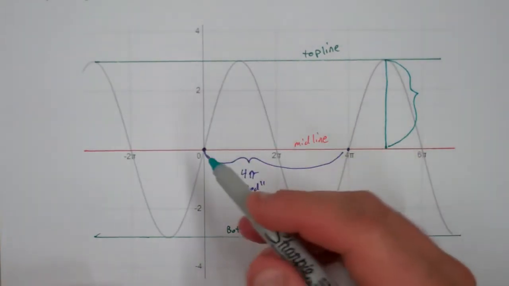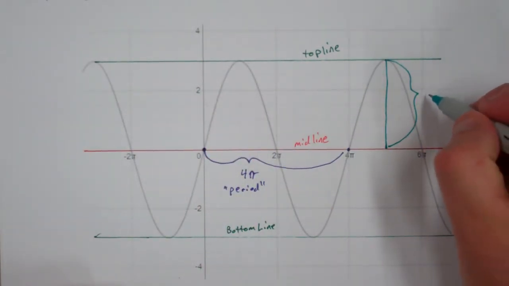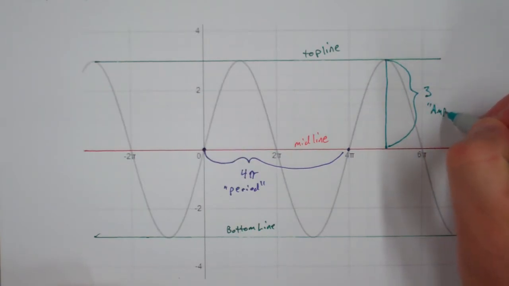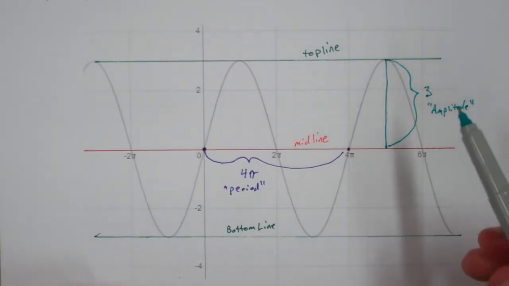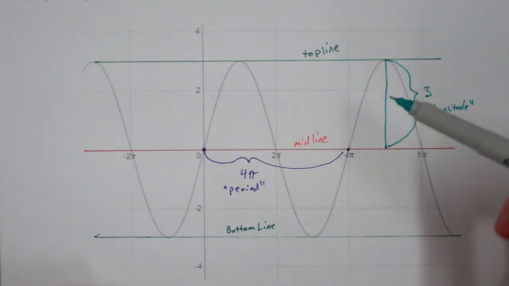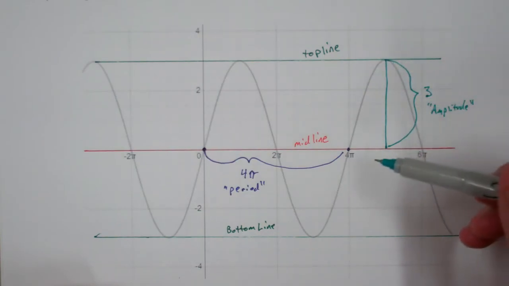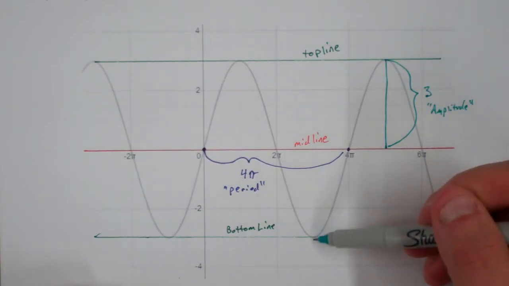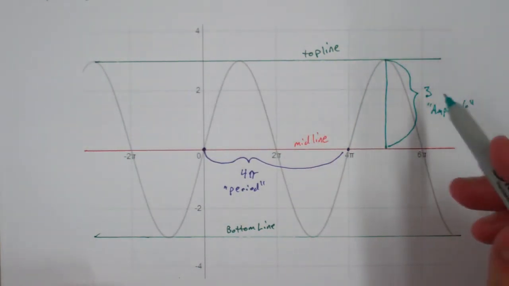In this graph, the midline is at 0, the top line is at 3, so we can say that the amplitude is 3. So remember, the amplitude is only half of the total height of the graph, and it's the y value or the height from the midline to the top line, or if you prefer, you could have gone from the midline to the bottom line. That value will be, of course, the same, and for this graph it's 3.